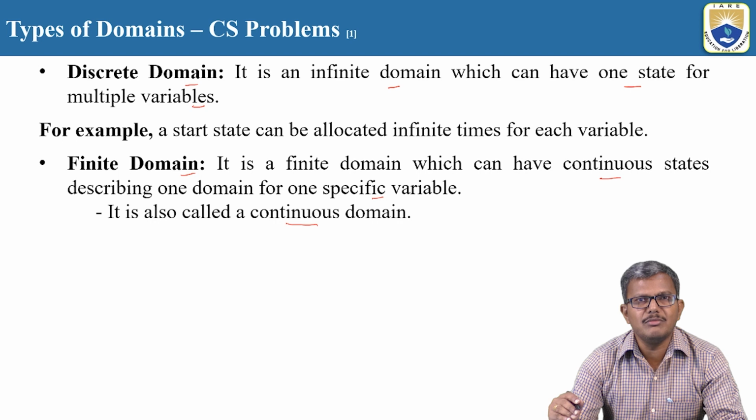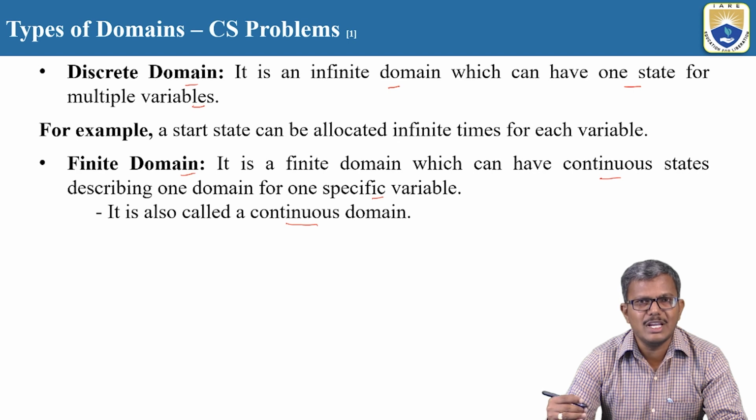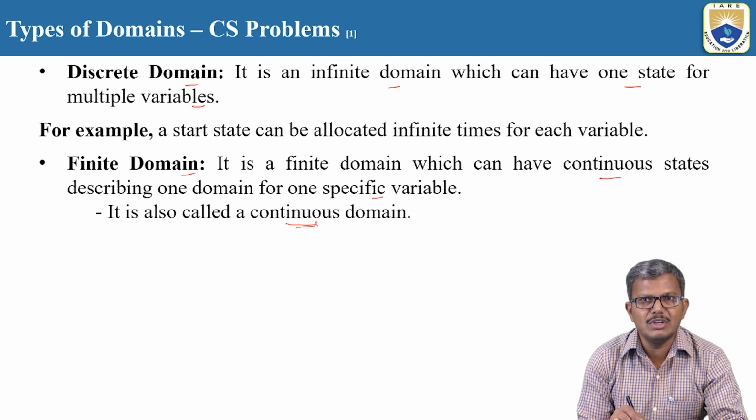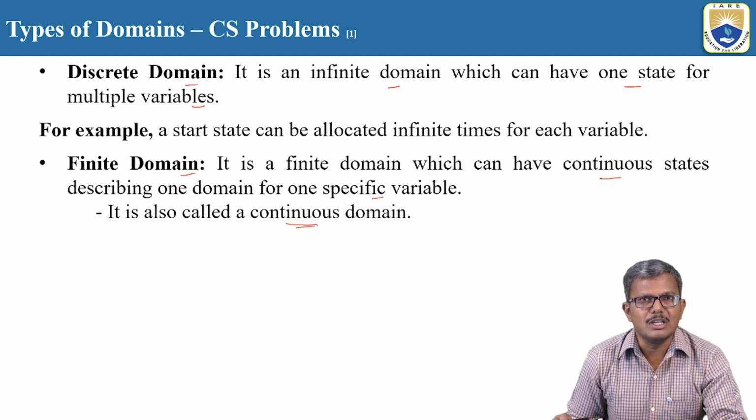Discrete domain, where we are going to see the infinite domain, we are going to have only one state with multiple variables. Whenever I say it is a finite domain, we are going to see continuous states which describe the specific variable as well as a specific domain. Those we are also calling the continuous domain. Let us try to understand more clearly about these things.